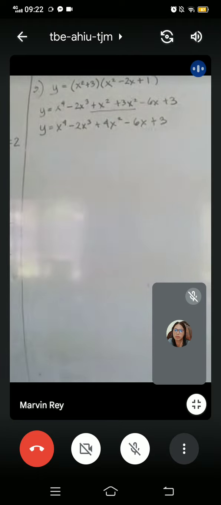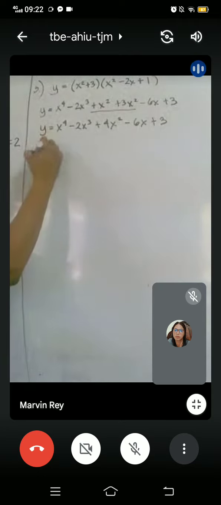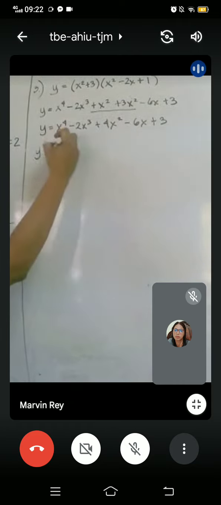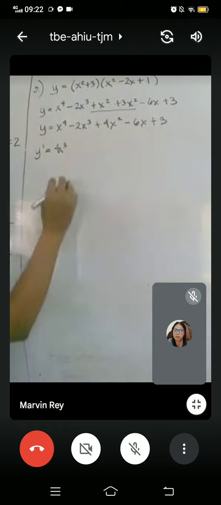So this expression is ready to differentiate. Okay, so y prime is just equal to the derivative of x to the 4: 4 times 1 is 4x cubed.